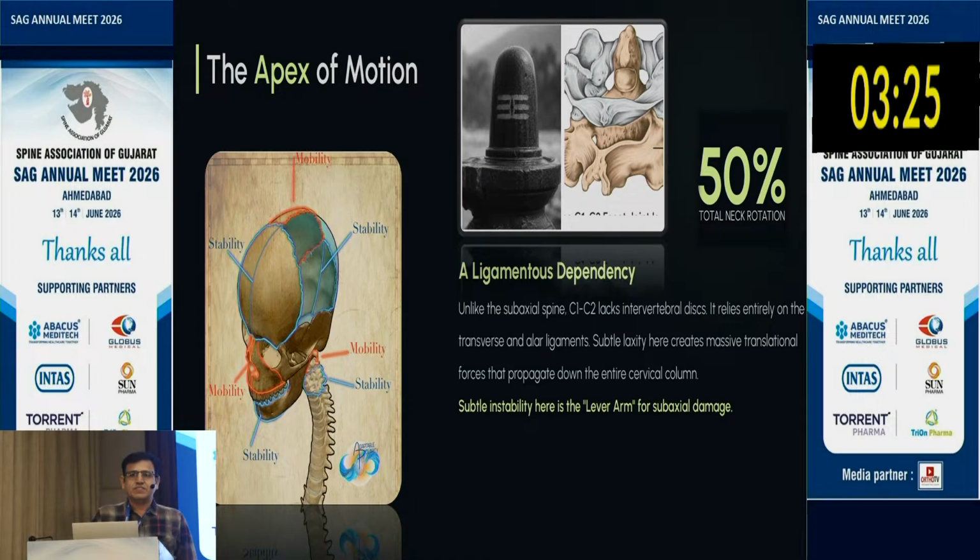So why is C1, C2 important? Because of the polarity concept: every zone alternates between stability and mobility. C1, C2 is a significantly mobile joint, followed by a zone of stability. Out of total rotation, 50% of the rotation happens at the C1, C2 level, because C1, C2 does not have any disc. It depends on the ligaments. So any laxity of the ligaments will end up with significant deficits, and there will be a hammering on the cervical cord.